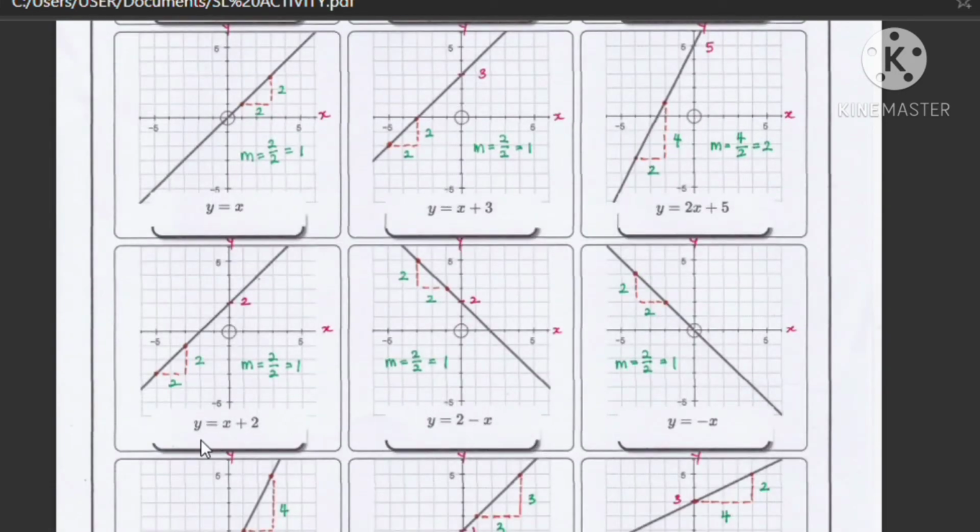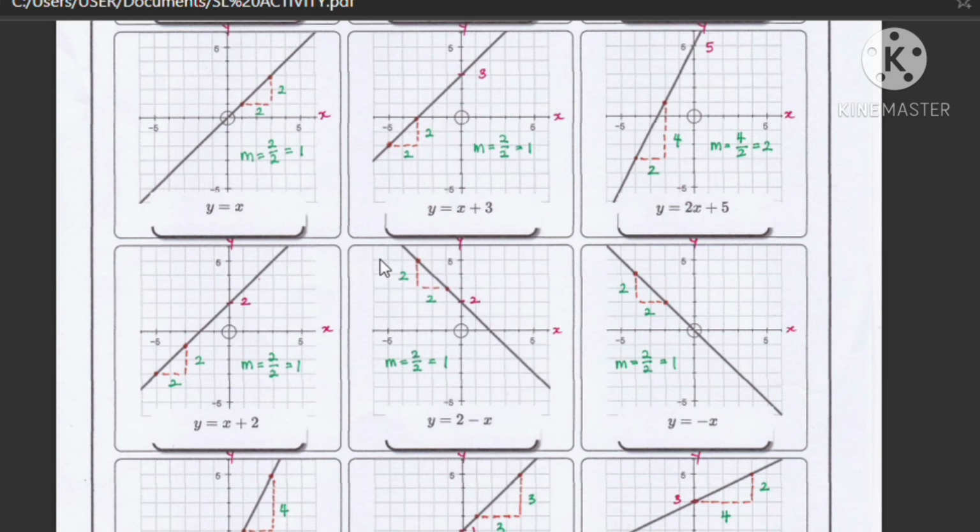For this question, you will get y equal to x plus 2, where the gradient is 1 and the y-intercept is 2. Here, you see the straight line crosses the y-axis at 2, and it is a positive gradient. So how about this? It looks like it's going down, right? So it will be the negative gradient. So make sure your gradient is negative.